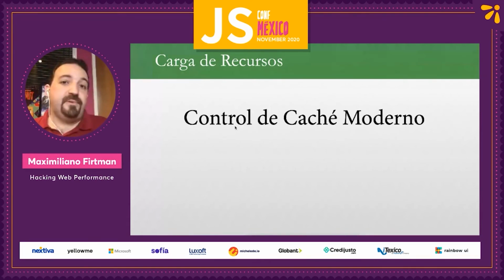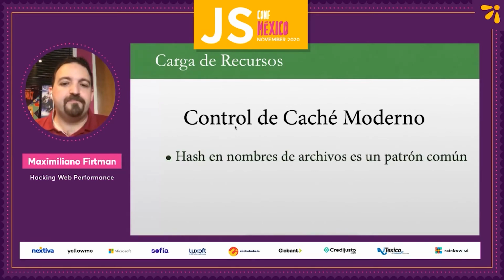Every static resource must have a 1 year expiration. It's a very long expiration to maximize the probability of having this resource already in the client. Today, it's very common to have a hash in the file names, used in React and Angular and other libraries and frameworks, where the build process generates a hash. So the main bundle.js is not called main bundle, it's called main bundle and the hash, and that hash changes.